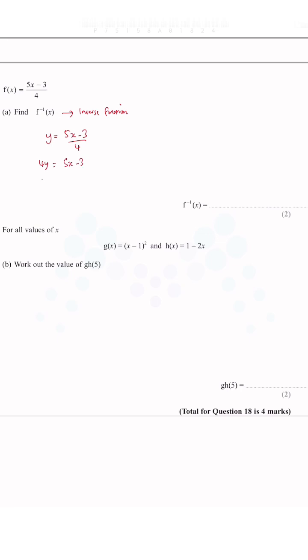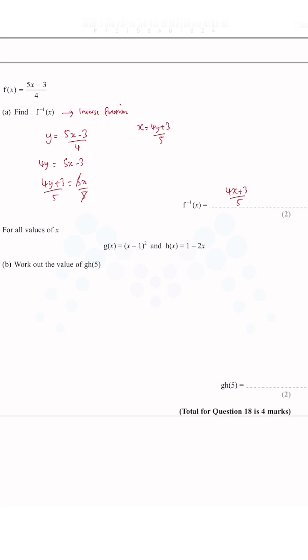Add 3 to both sides. 4y plus 3 equals 5x. Divide both sides by 5, and you get x equals (4y plus 3) divided by 5. However, the inverse function does not have the letter y in there. So you have to replace that with x, and it becomes (4x plus 3) over 5.